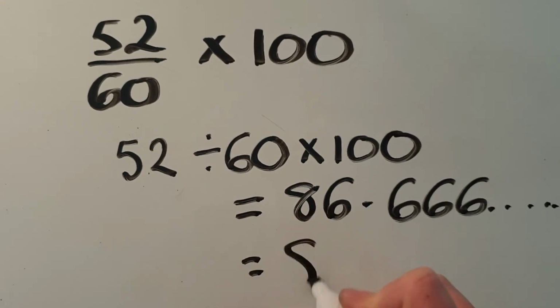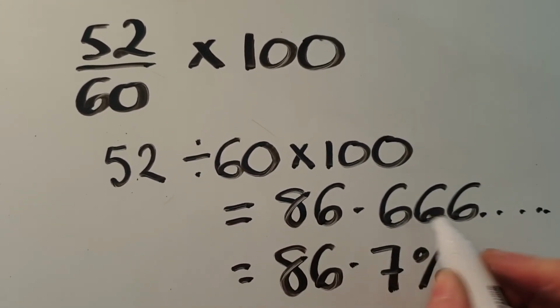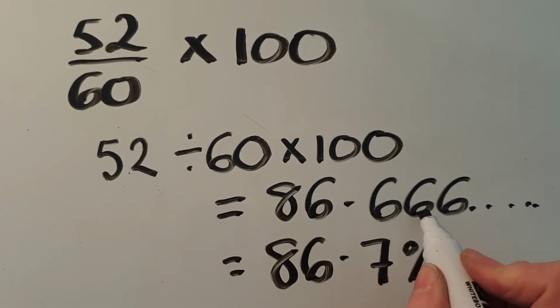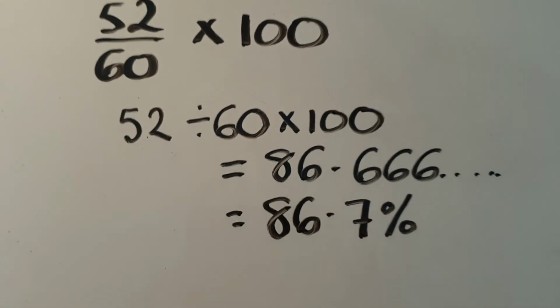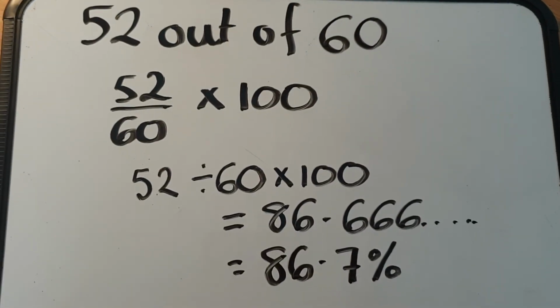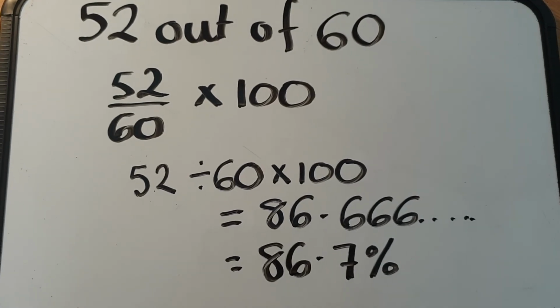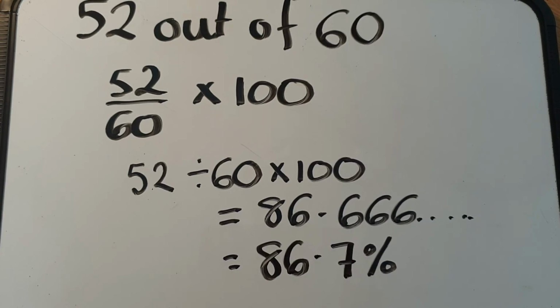So to one decimal place, that would be 86.7%. Because the 6 is followed by a large number. So make sure you round up. You don't always have to round up. If it was followed by a 4 or smaller, you would keep it as a 6. So if it was 86.64, you would write it as 86.6%.